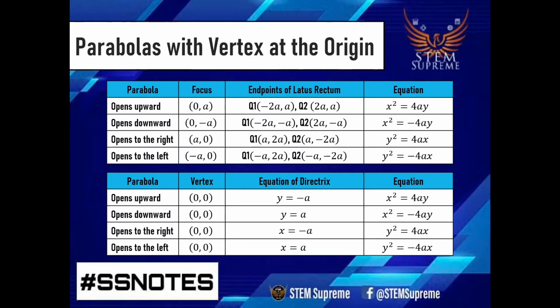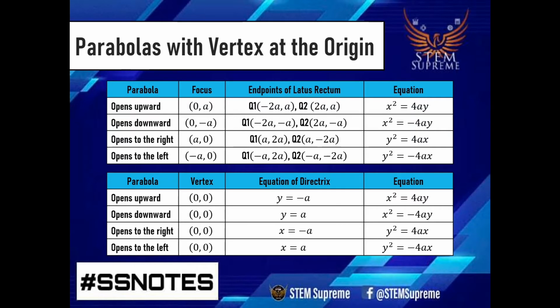Ito naman ang simplified parts ng bawat type ng parabola with vertex at the origin. Gamit ang table na ito, mapadadali ang ating pag-sketch ng equation ng parabola. Para sa parabola that opens upward, ang focus ay located sa point na (0, a). Ang endpoints ng latus rectum nito ay nasa (-2a, a) at (2a, a). Ang equation ng parabola that opens upward is given by x squared equals 4ay.